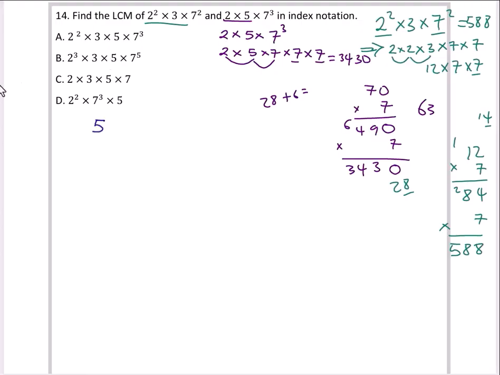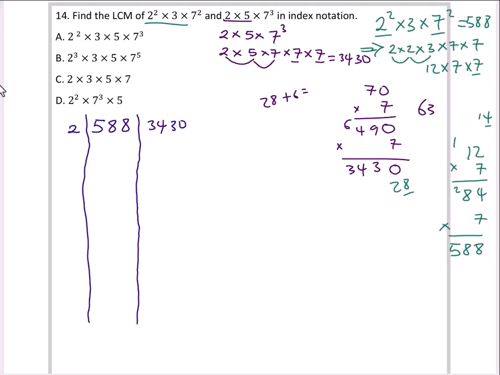So we can actually bring them into a table. Let's have 588, then 3430. We'll start with 2 and then divide through. 2 into 5 is 2 remainder 1, 2 into 18 is 9, and 2 into 8 is 4. So we'll have 2, 9, 4. 2 into 3 is 1 remainder 1, 2 into 14 is 7, 2 into 3 is 1 remainder 1, 2 into 10 is 5. So we'll have 1, 7, 1, 5.